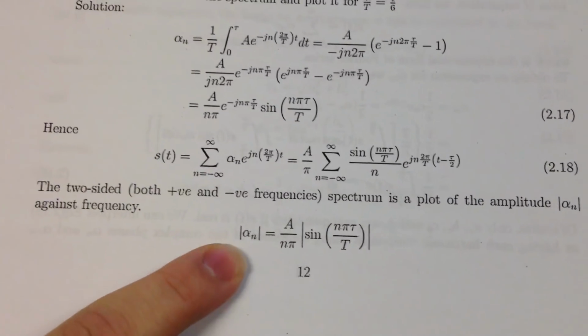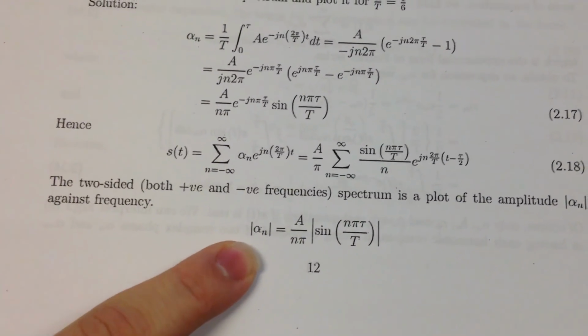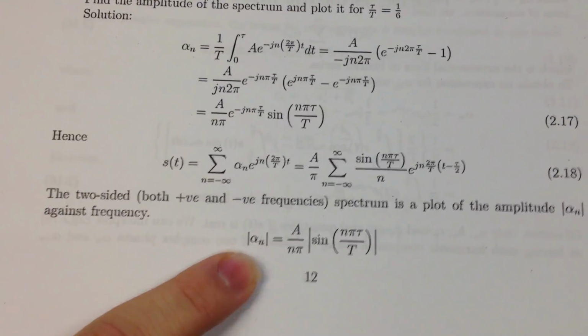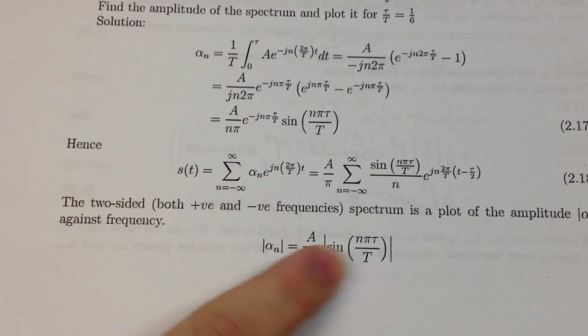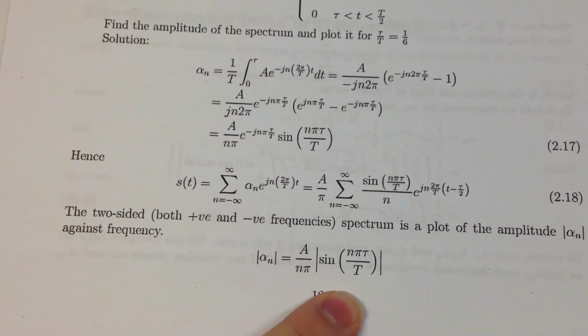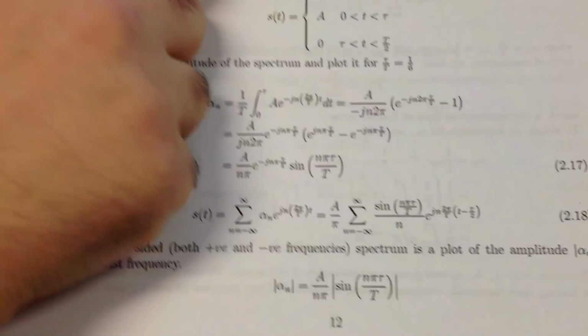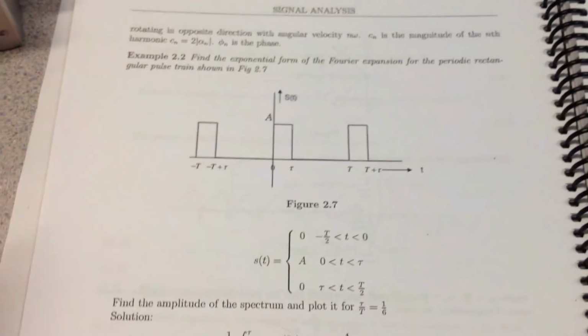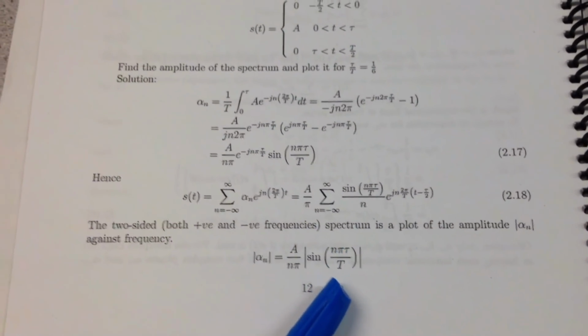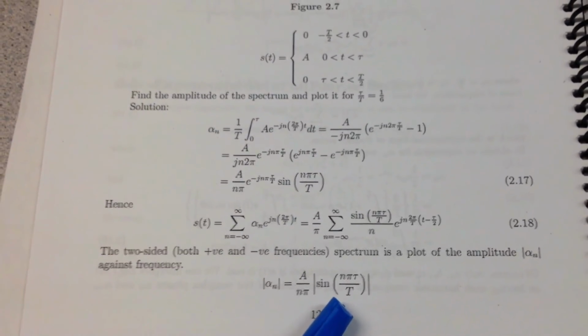If we go to the theory, which we took in class, alpha n, which is the amplitude of bin number n, is equal to A over n pi times sine of n pi tau over T. Tau over T is the duty cycle. Look, this is tau. So tau over T is the duty cycle. So this goes to 1 over 5. We set the duty cycle to 20%, 1 over 5.